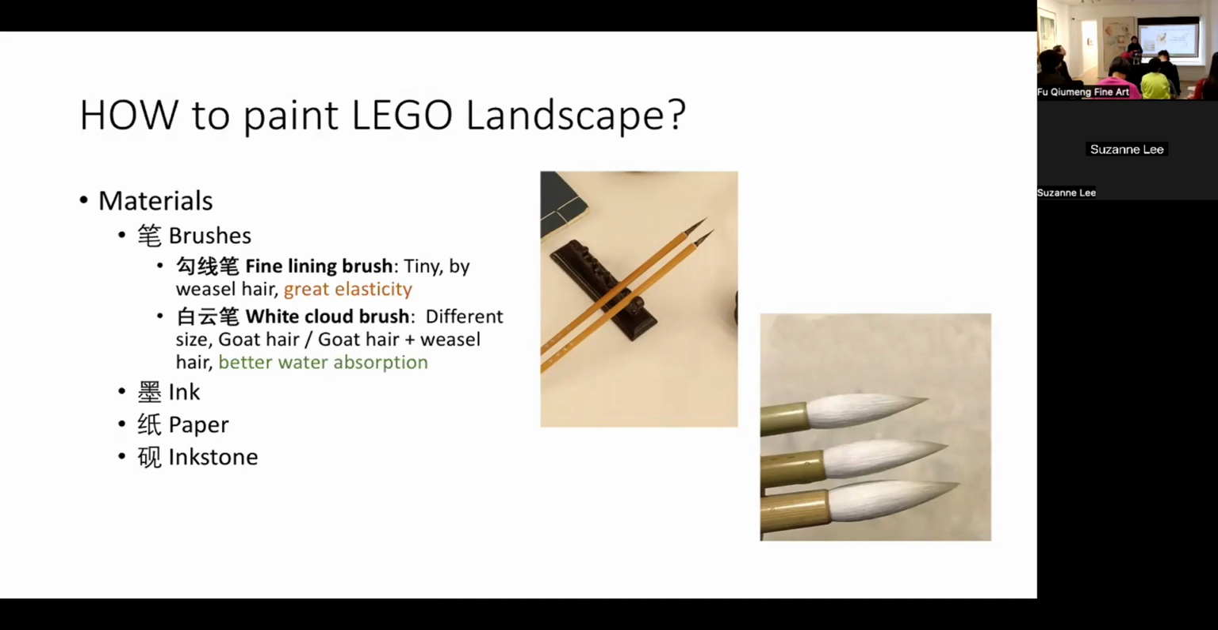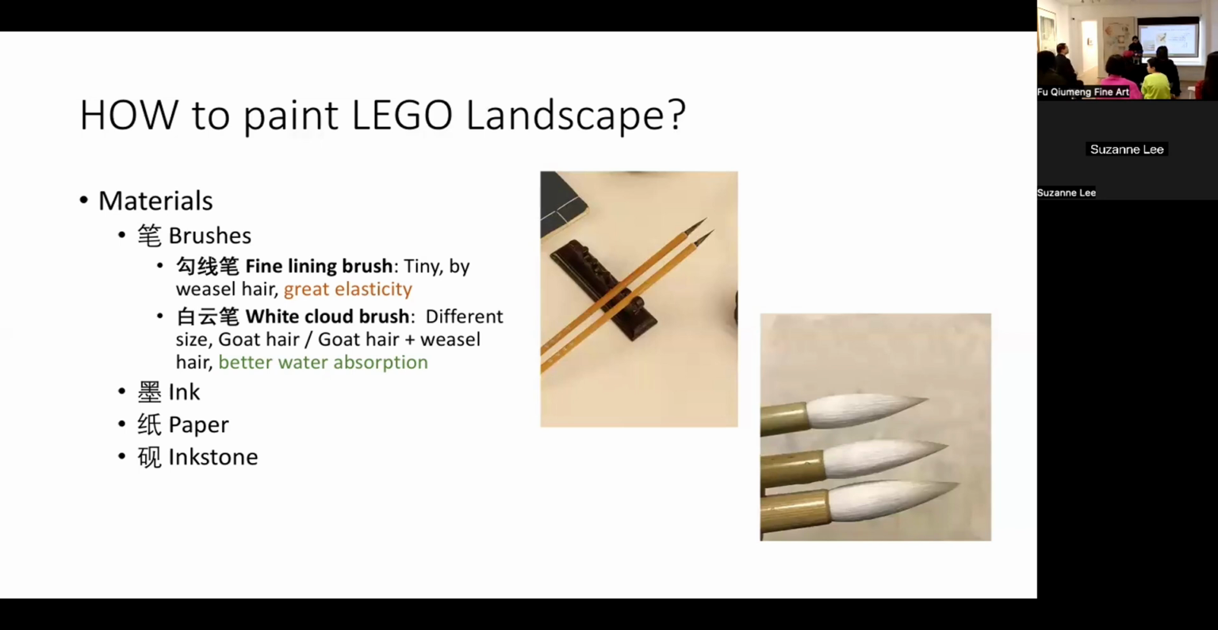So we will need fine line brushes. Here I have some fine line brushes. They're relatively smaller than other brushes, and thinner, and made of weasel hair, or sometimes also rabbit hair. The hair has more elasticity, so it helps to reflect the hand movement. This is for doing the lines.